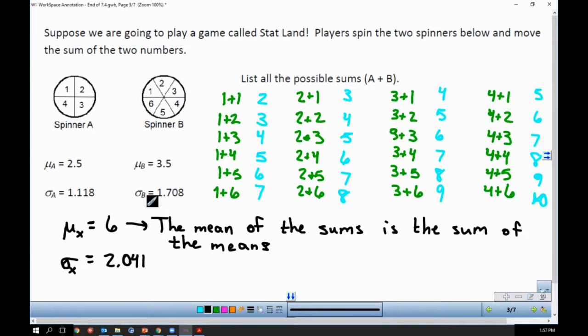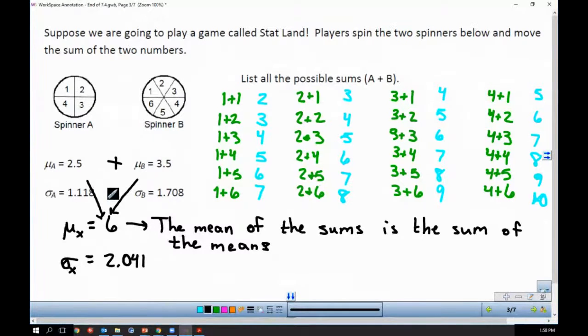Which is kind of interesting. It's like, how exactly does that work? The spinner must be rigged. So if we look here, we added these up, we would get our mean. I guess I drew that backwards. 2.5 plus 3.5 gives you 6.